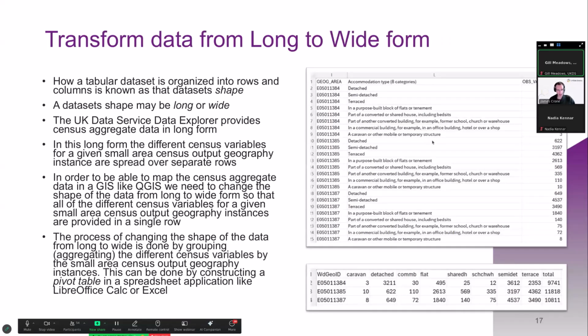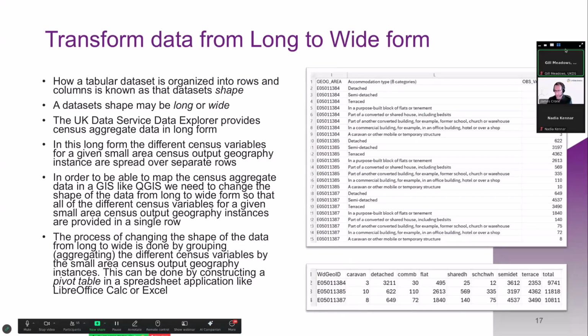So as I say, the census data from Data Explorer comes in a long form. So what do I actually mean by that? Well, the way a tabular data set is organized into rows or columns is known as the dataset shape. And a dataset shape may be long or wide. So you can see that here. So this first example shows data in long form. And in long form, for the same geographic instance, the data is spread over multiple records.